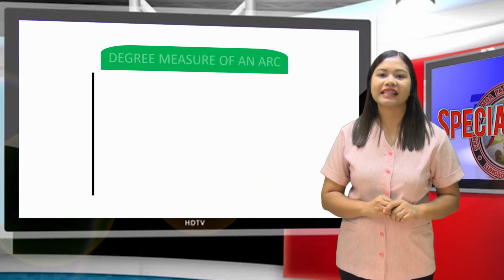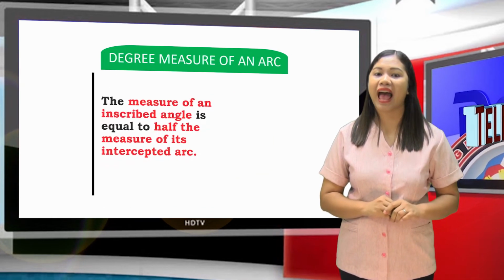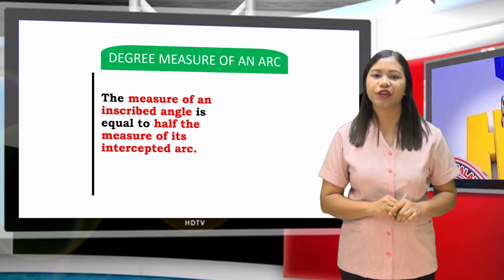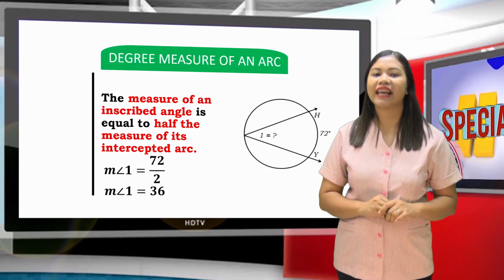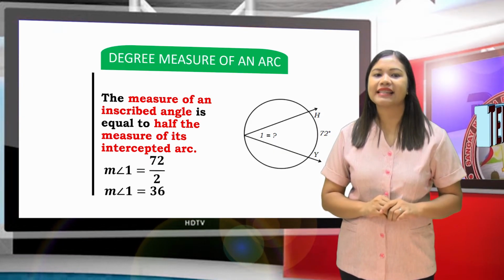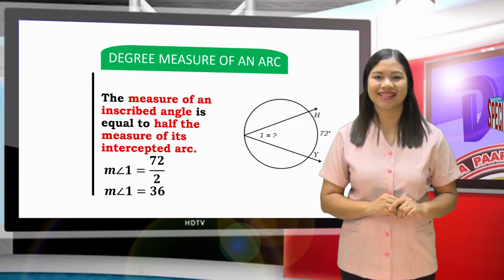The fourth one is the measure of an inscribed angle is equal to half the measure of its intercepted arc. In this figure, since the measure of arc HY is 72, then the measure of angle 1 is 72 divided by 2, which is equal to 36.